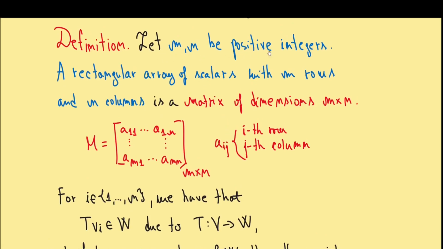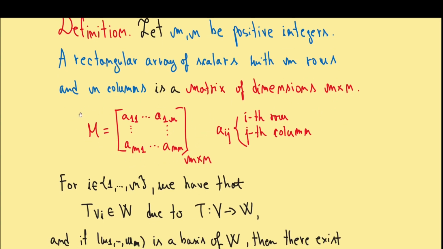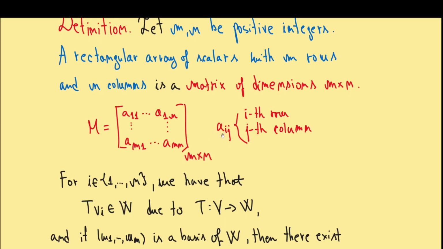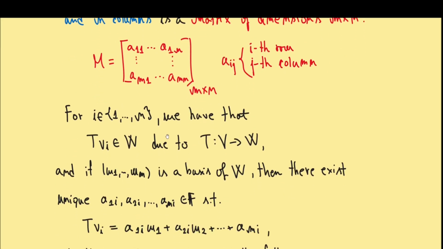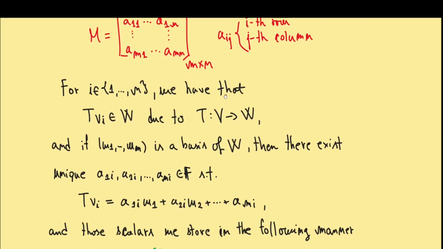Let m and n be positive integers. A rectangular array of scalars with m rows and n columns is a matrix of dimensions m by n. So this over here is some matrix M with scalar entries, and all of those entries have the appropriate indices, so we can refer to the appropriate element in the matrix. So some a_ij is the element in the matrix at the ith row and the jth column, so somewhere here.